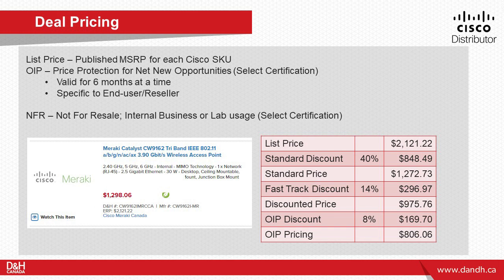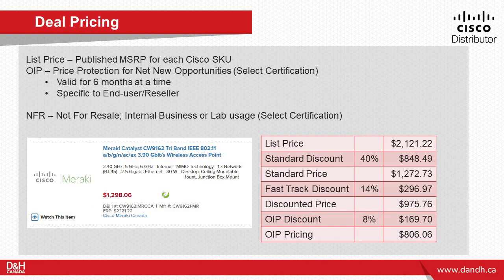When you're looking at $10,000 list price, that's 5 of these access points, or 4 and change, if you will. But yeah, it's 2121 is the list price. So multiply that by 5. That's well over 10,000, and that qualifies you for OIP.